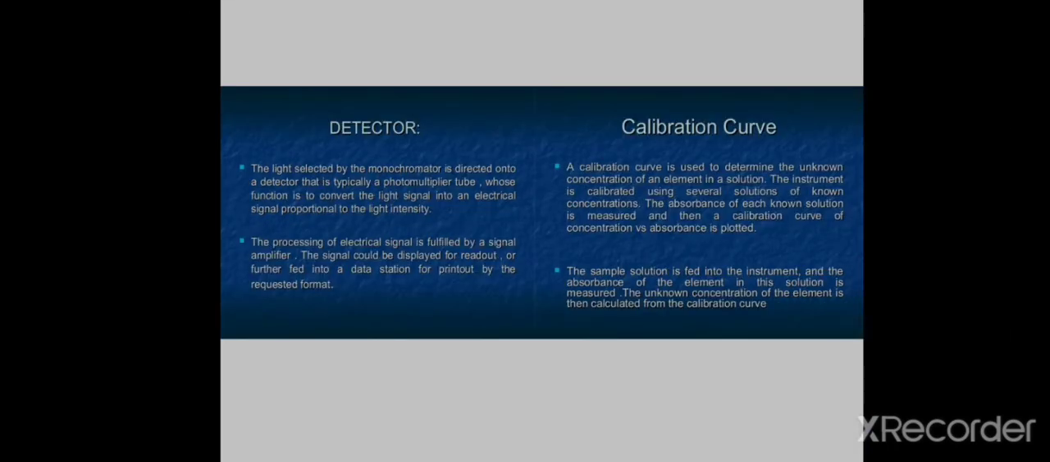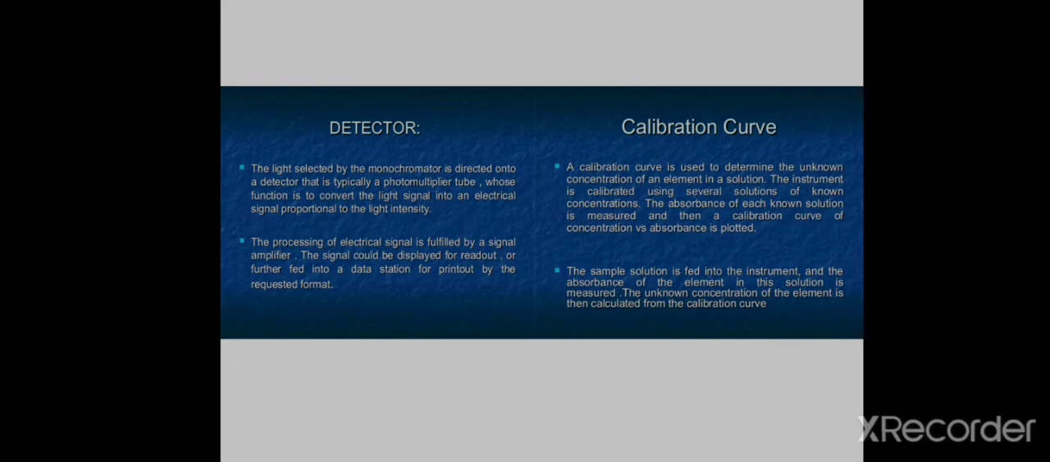Detector. The light selected by the monochromator is directed onto a detector that is typically a photomultiplier tube, whose function is to convert the light signal into an electrical signal proportional to the light intensity. Processing of the electrical signal is fulfilled by a signal amplifier. The signal could be displayed for readout or further fed into a data station for printout in the requested format. After the detector, calibration.